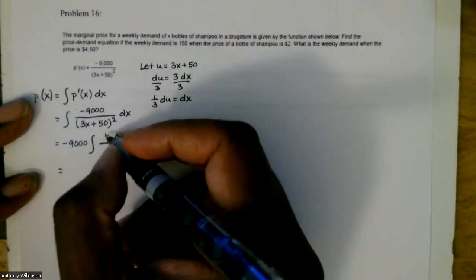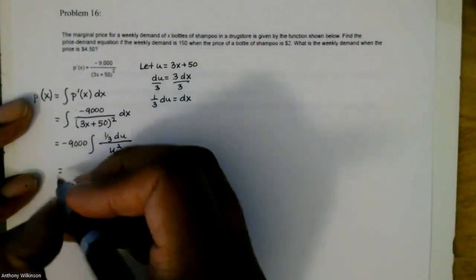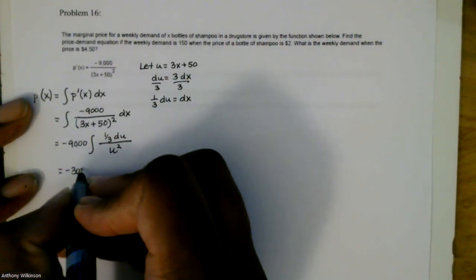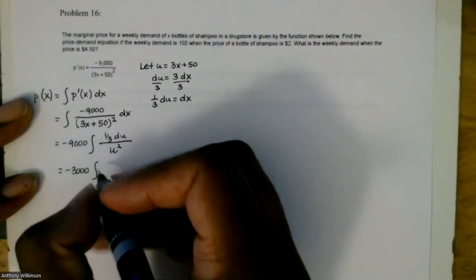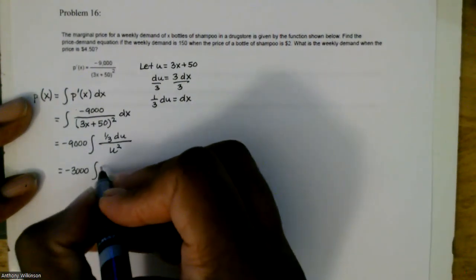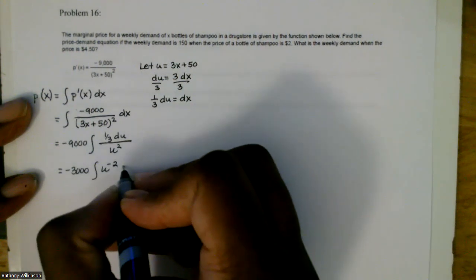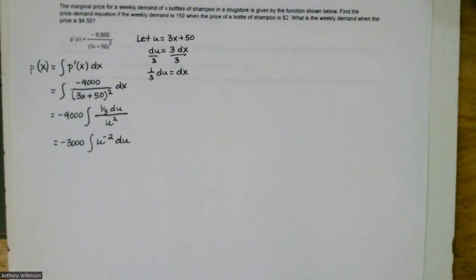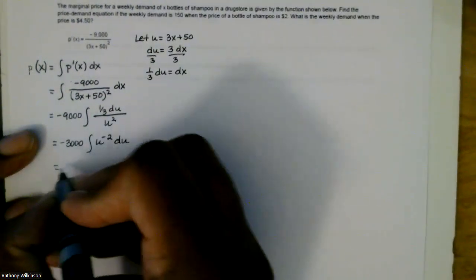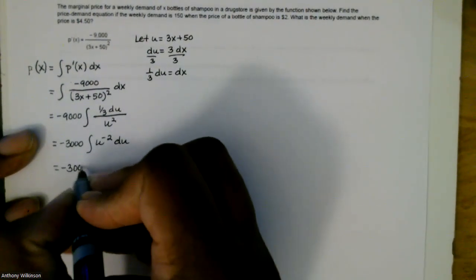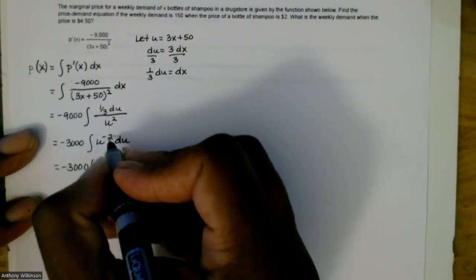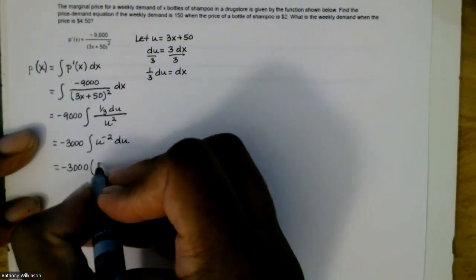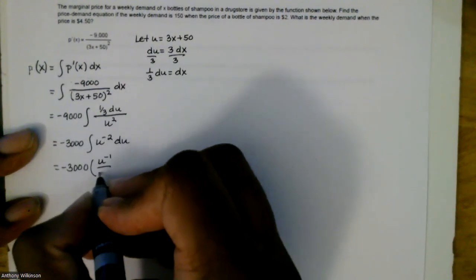But I can go ahead and multiply 1/3 times negative 9,000. That would give me negative 3,000 times the integral of, let me pull the u squared out of the denominator as u to the negative 2 du. Then increase the power by 1 and divide by that new exponent when I integrate this. So let me bring over negative 3,000 times negative 2 plus 1, which will be negative 1. So it'll be u to the negative 1 divided by negative 1.